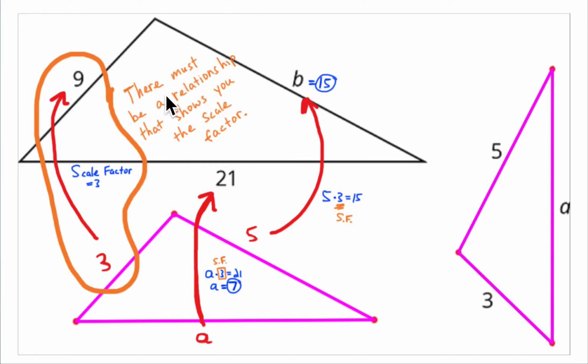But the point is that there must be a relationship that shows you the scale factor. So when you have this kind of problem, just carefully go through each corresponding side and find the relationship where you use a factor to get from one corresponding side to the other corresponding side, and that will be the key to solving the problem.